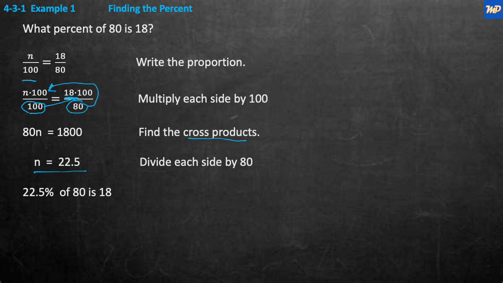So 22.5% of 80 is 18. I'll read it again. 22.5% of 80 is 18.